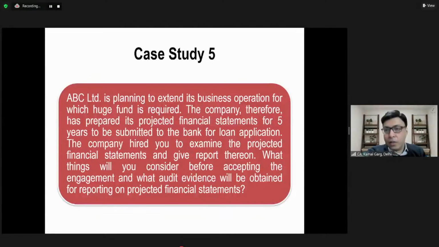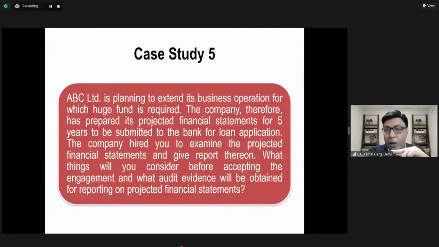You are my chartered accountant. I deputed you and asked you, please check whether my project report is right or wrong. What will you do then? First, you will take a letter of engagement. Then you will start questioning me. Kamal, you are saying that your sales will grow 10% each year. How? Why are you taking an assumption of 10%? Why not 8%? Why not 12%?